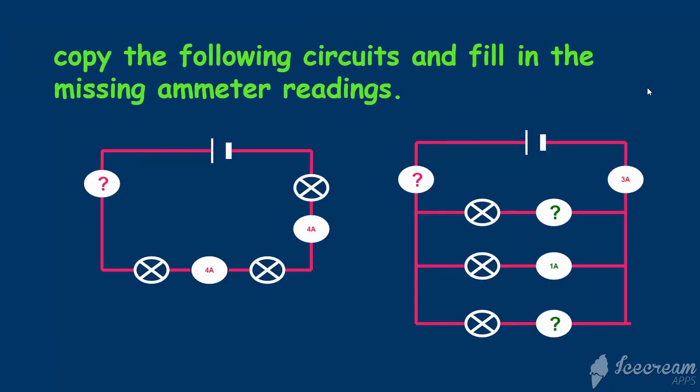So, ready to do an exercise? Look at this. Here you have 2 circuits, a series circuit, and here you have a parallel circuit. We consider all the bulbs to be identical. Okay, you have all the lamps identical. What do we have here? We have an ammeter here. We place an ammeter, and we want to know the reading of this ammeter, right? In a series circuit.